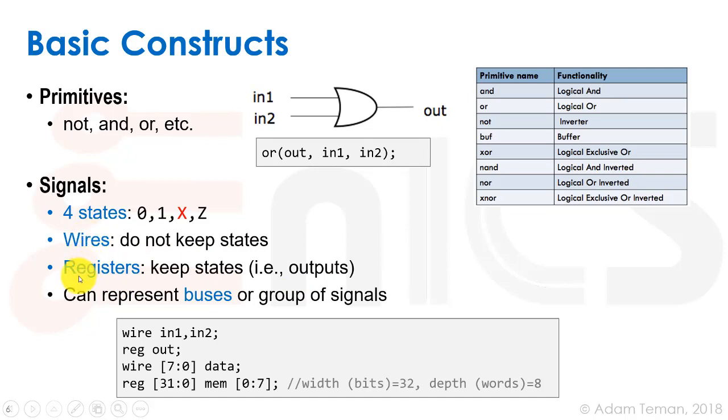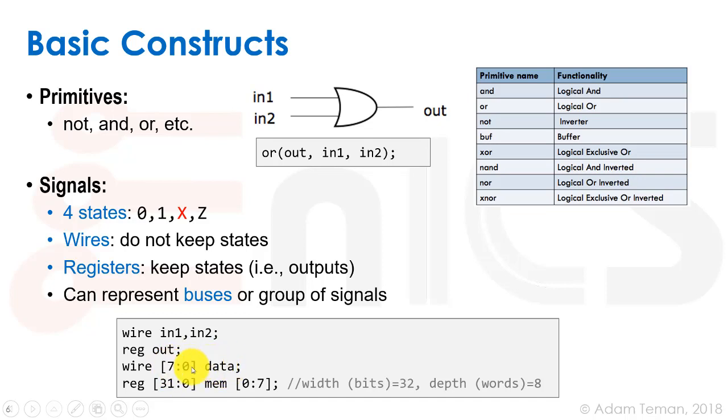Wires and registers can represent buses or groups of signals, so often we don't want to take a 32-bit bus and write 32 separate signals, wire 1, wire 2, wire 3, etc. So we bus them together with this square bracket notation. If I want to just write a single bit, I'll write wire in1, comma, in2, etc., semicolon. That's how I declare a wire. For a reg, which again I'll explain the difference later, I write reg and out. That's a 1-bit reg. Then again, when I want a bus of wires, I'll write wire, then in the square bracket notation, I'll write the MSB colon LSB and then the name of the bus.